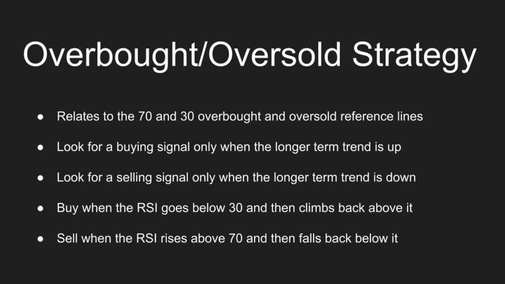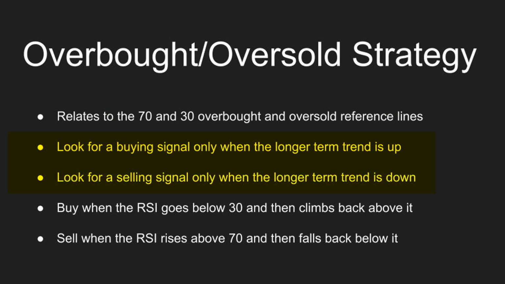The first one is the classic overbought and oversold strategy. We already know that if the RSI line goes above the 70 line, it means that the price is overbought and we enter the selling zone. If it goes below 30, it's oversold and within a potential buying zone. However, if you want higher probability trades, don't use it blindly. Buy when the price is oversold only if the longer term trend is up. And of course the same for selling at an overbought level.